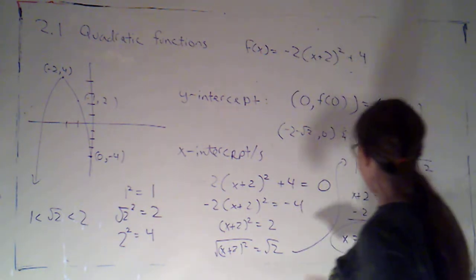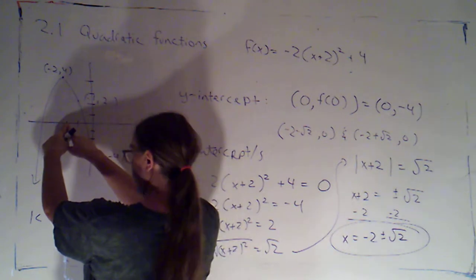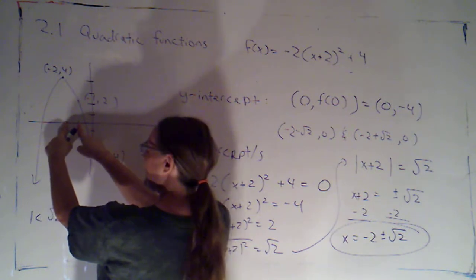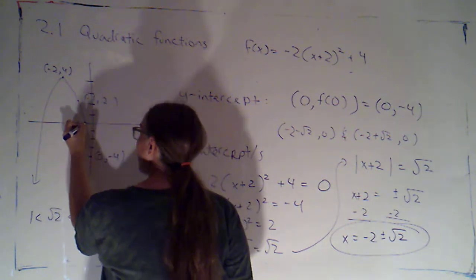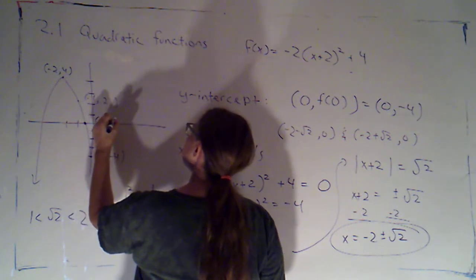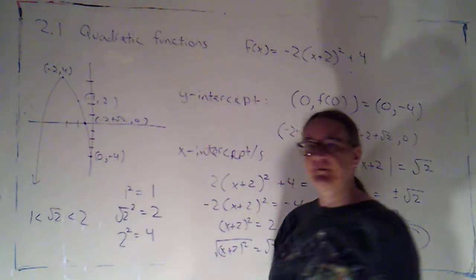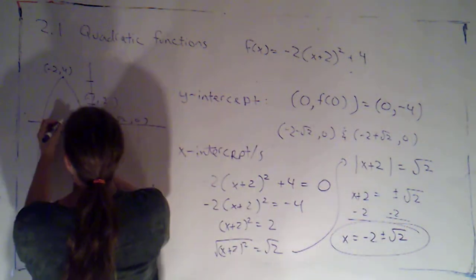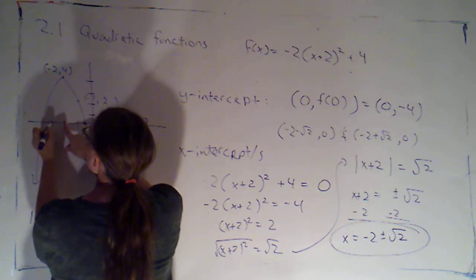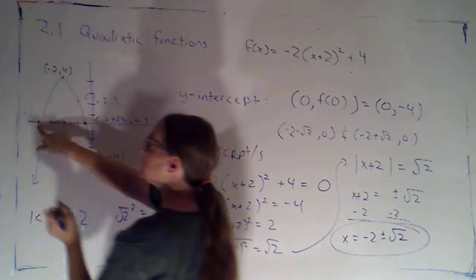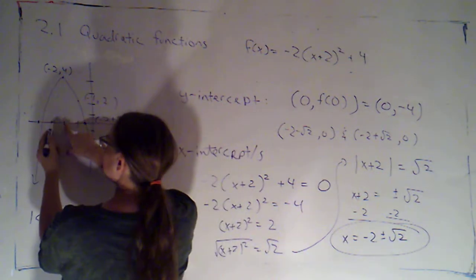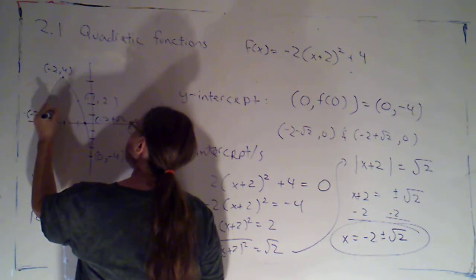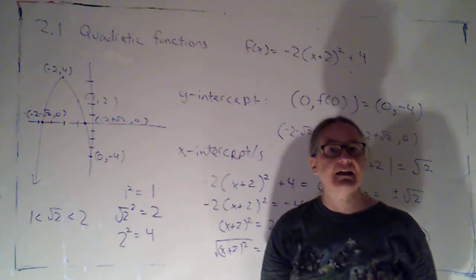So, when I look at negative 2 plus root 2, I know I've got to go more than 1 but less than 2 to the right. So 1 to the right would take me to negative 1. 2 to the right would take me to 0. We were correct that negative 2 plus root 2 is going to put me somewhere between negative 1 and 0. Now over here, I'm at negative 2. I've got to go more than 1, but less than 2 to the left. So if this was negative 2, this would be negative 3, negative 4. Negative 2 minus root 2 is going to be in between negative 3 and negative 4.